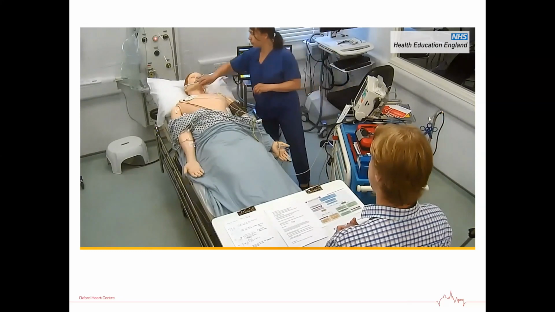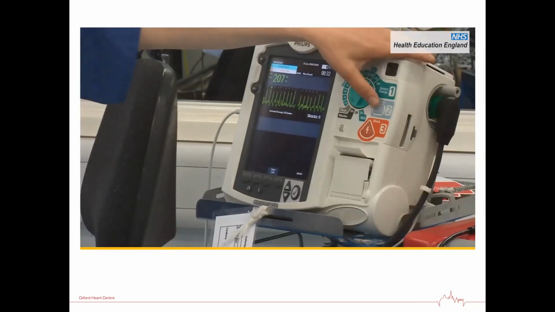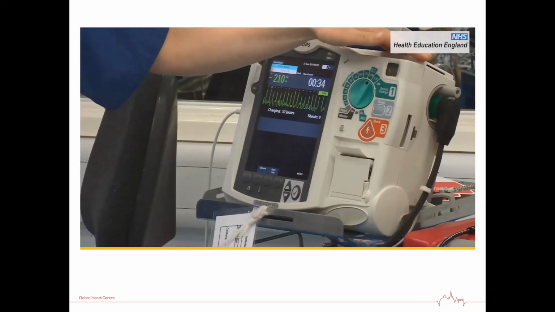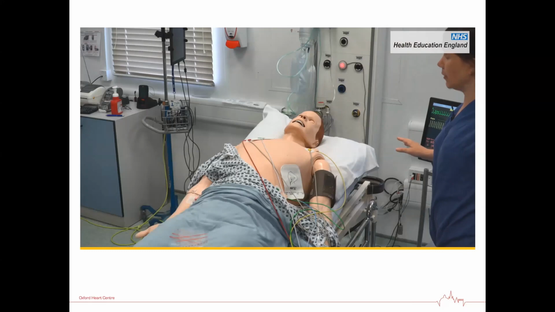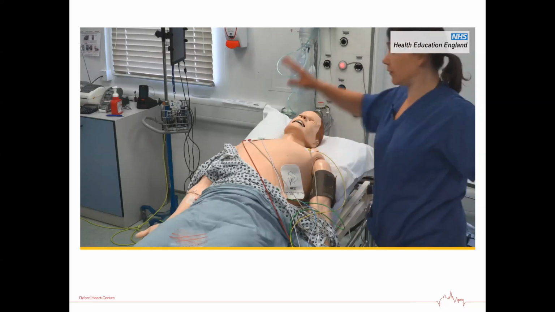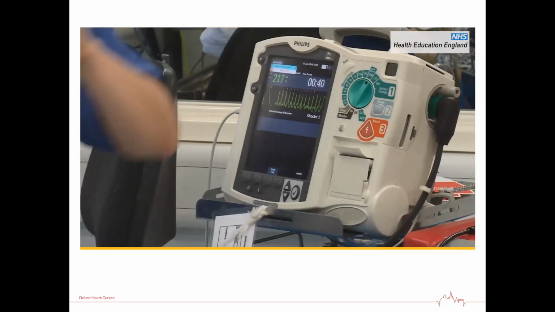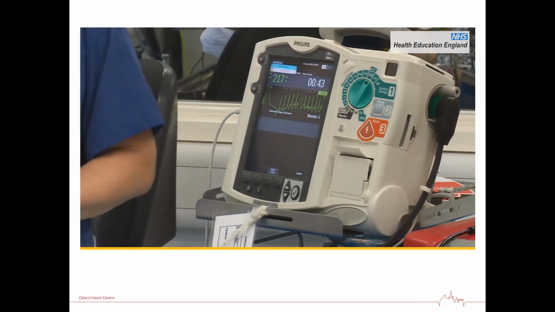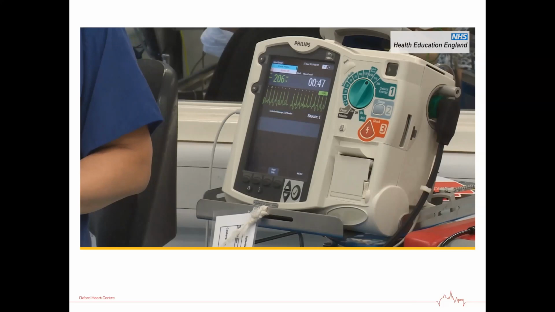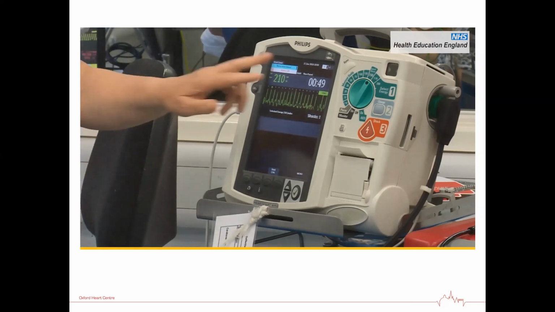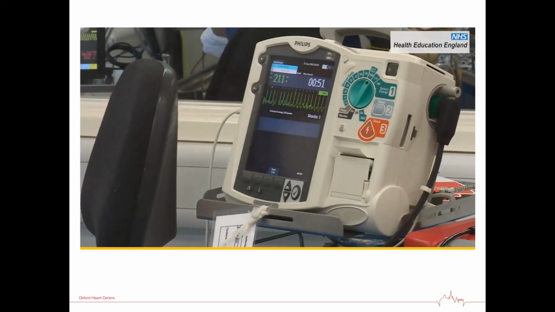Okay, I'm just going to remove the oxygen. It's away, so I'm charging at 150. Everybody stand clear. Okay, that's charged. Shocking at 150, stand clear. Okay, let's see what rhythm we have. Okay, we've not got sinus rhythm here, so let's ensure we're still synchronised. Still synchronised, yeah, so we are.